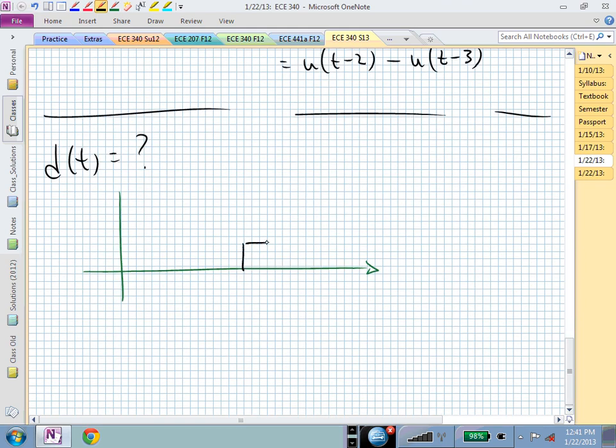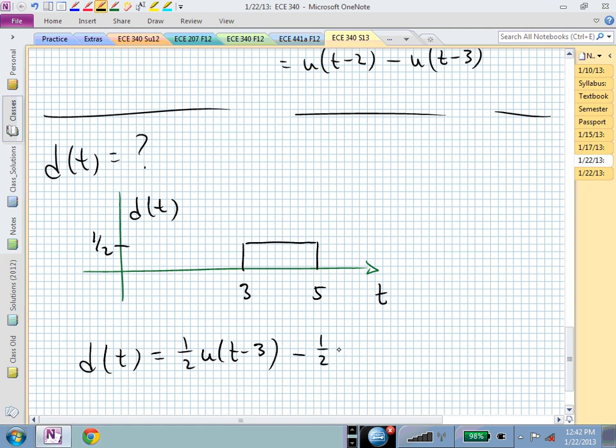In this case, our d of t is not too difficult to sketch, and we could very quickly write that as a linear combination of unit steps. We could say, I'm just going to have a unit step that turns on at 3 with an amplitude of 1/2, and now I need to shut that off or turn it off at 5. And I can do that by simply subtracting 1/2 times a unit step that turns on at 5. So this is one way of writing d of t.